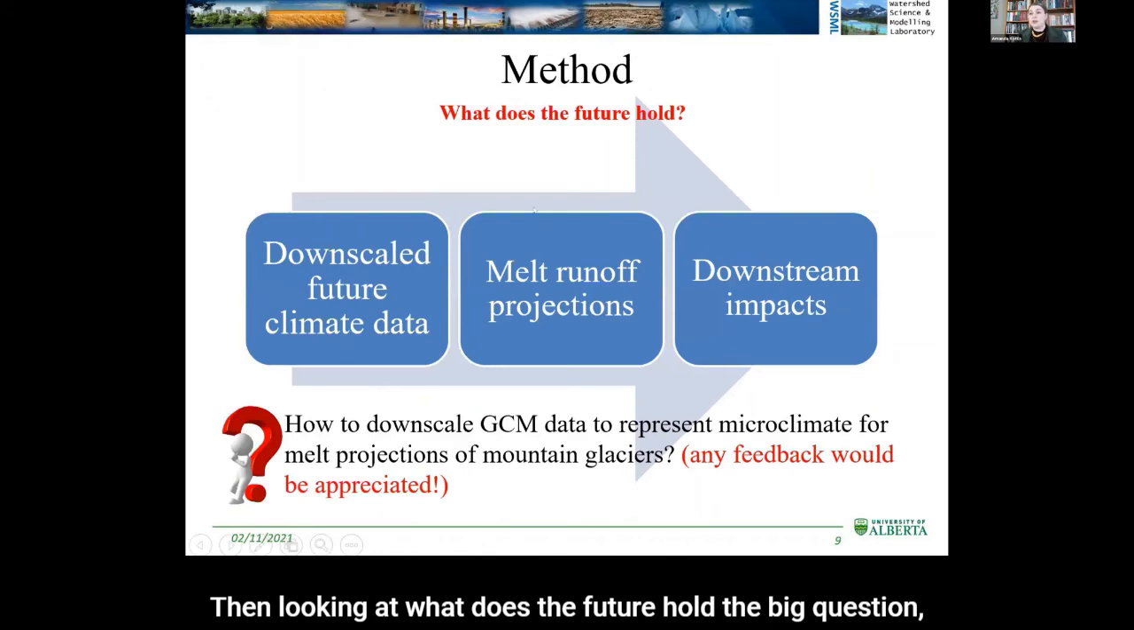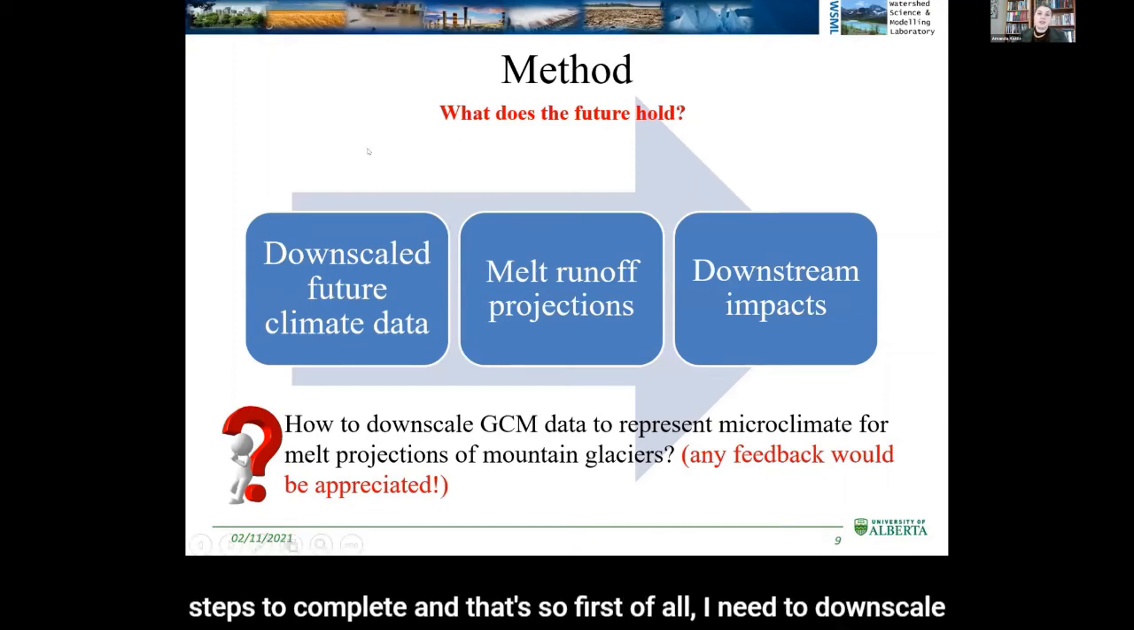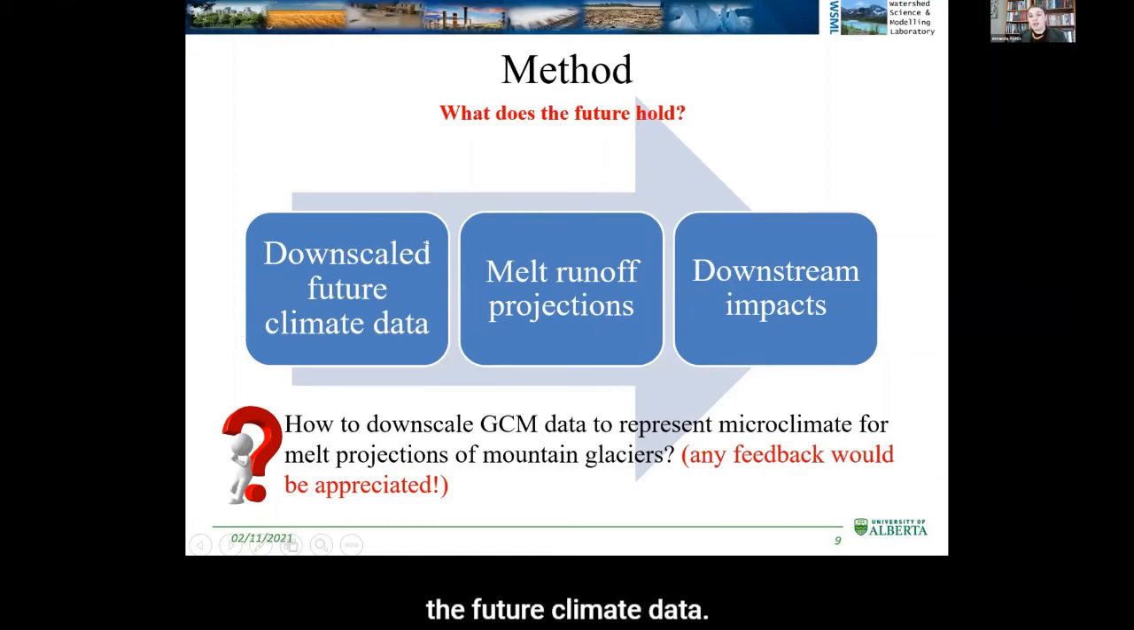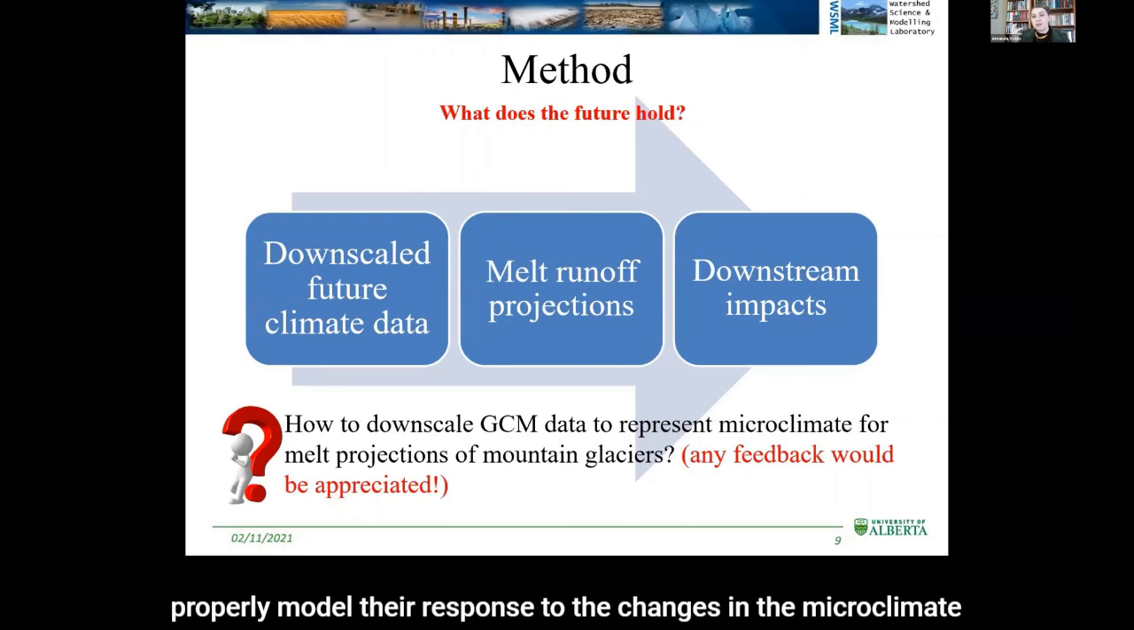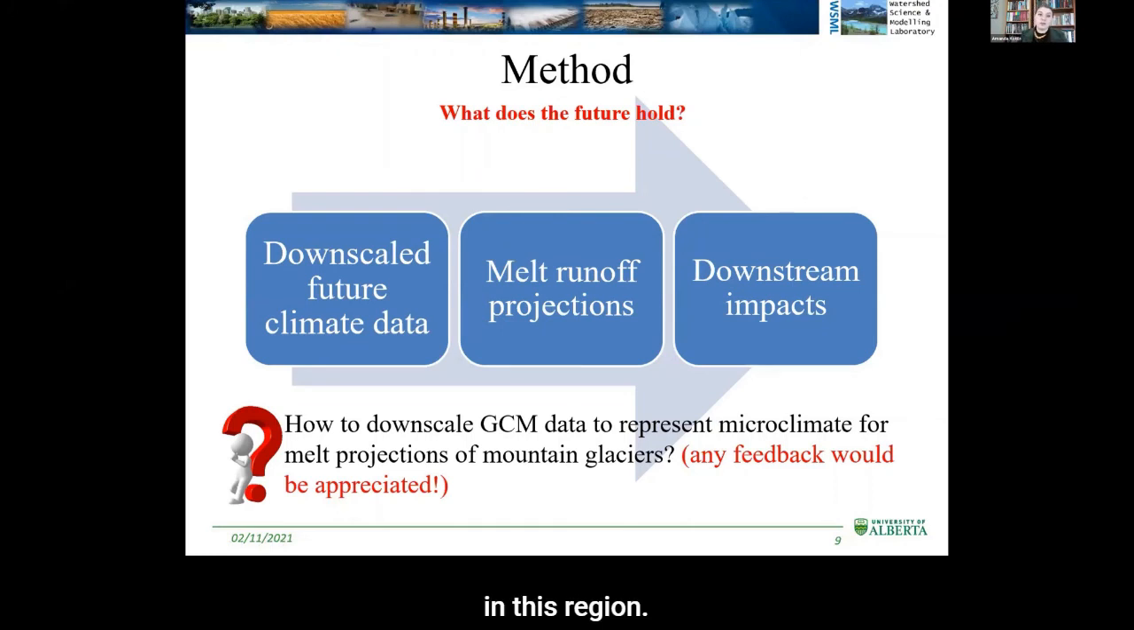Then looking at what does the future hold, the big question, right? So in order to do the melt projections, I have a few steps to complete in that. So first of all, I need to downscale the future climate data. So as I said earlier, we're working at quite a high resolution, which we don't have for our future climate data. Those tend to be at the global climate model scale or a regional climate model scale, which is quite larger. So how do I appropriately downscale those to represent the microclimate near these glaciers? If I know that, then I can properly model their response to the changes in the microclimate in this region. So that's our initial big challenge at present.